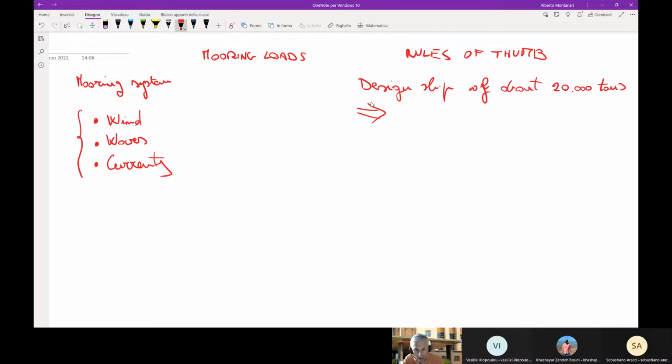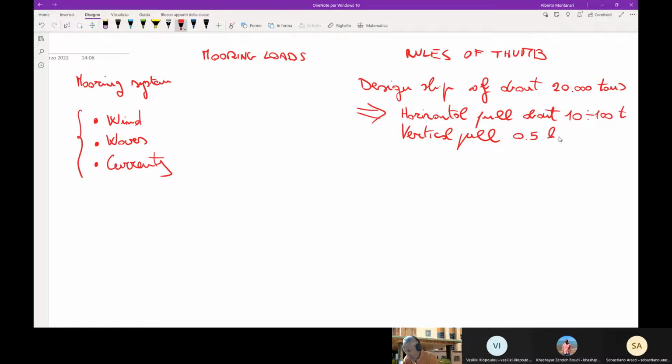then the order of magnitude for the mooring load is a horizontal pull of about 10-100 tons, depending on the ship displacement and the type of load, of course, because as I said, there are these three types of load: wind, waves, and currents. So the range is extended. Don't be surprised by the fact that I give a range from 10 to 100 tons. It's okay. And the vertical pull may be something about 0.5 the horizontal pull.